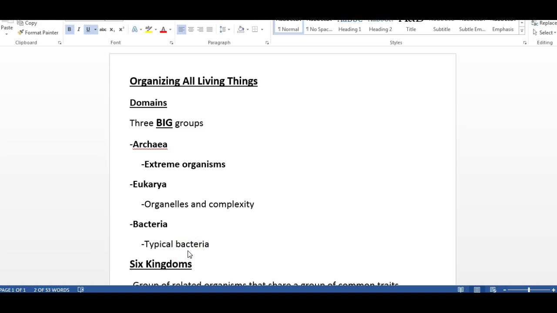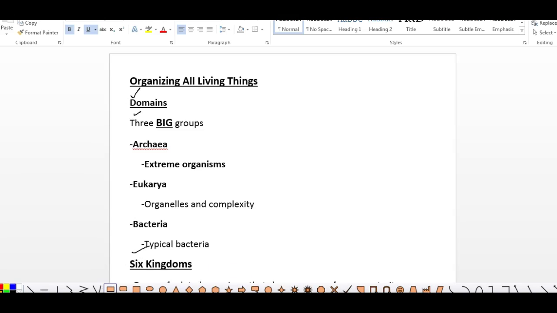Okay, so this could be our notes on the organization of living things, really talking about two things: the three domains, and then we're going to look at the six kingdoms. The main idea to always remember whenever you're thinking about organization of living things is it's not really that different than how we organize things in our everyday life.